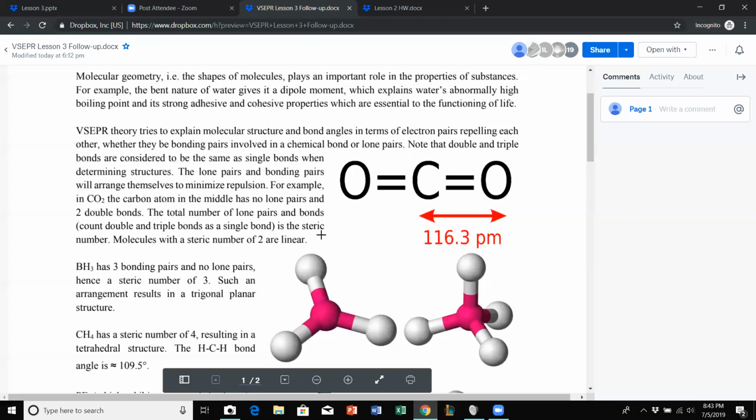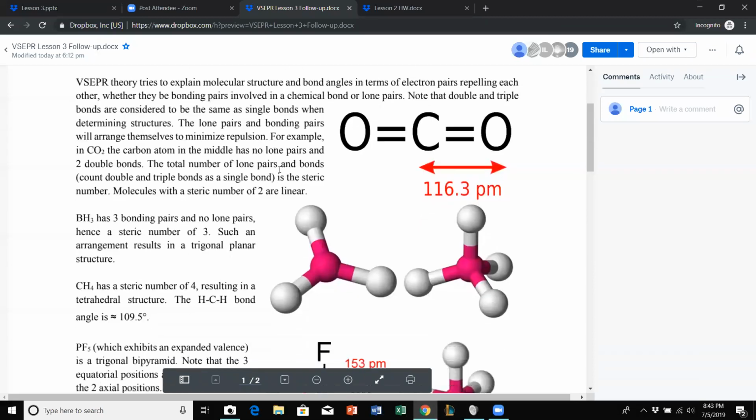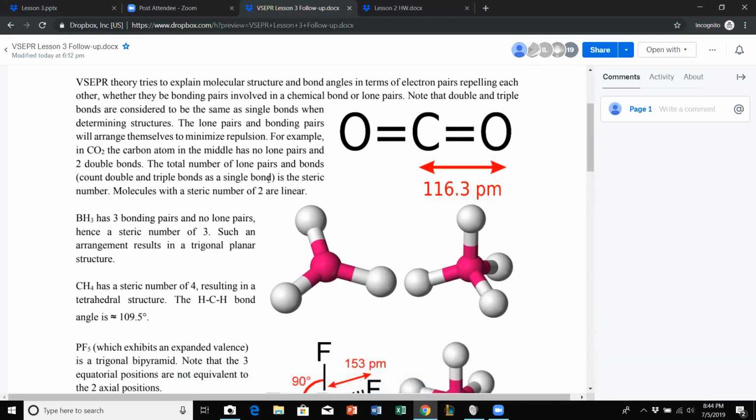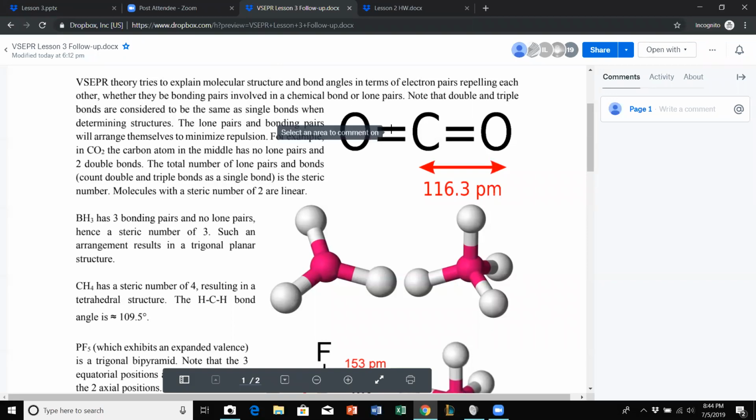And by the way, this stuff is on the AP curriculum. I think so. I don't know. So we call the total number of lone pairs and bonds, where we count double and triple bonds as a single bond, the steric number. All molecules with a steric number of 2 are linear. So it's the total number of bonds and lone pairs. Here on this carbon dioxide molecule, we consider these double bonds to be single bonds. So let's just pretend that these are single bonds. Then we have 1, 2, and no lone pairs. So we have a steric number of 2.